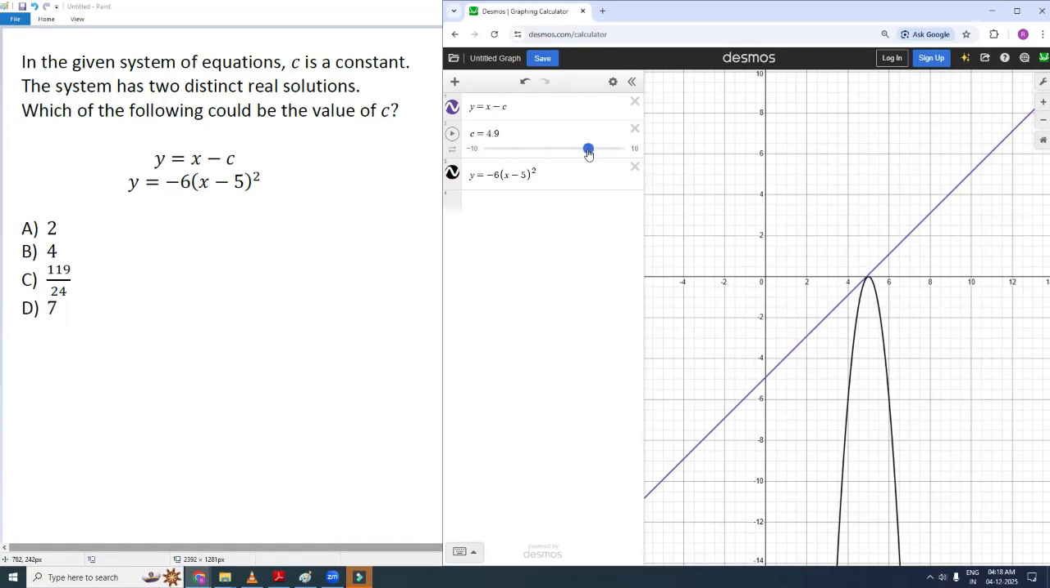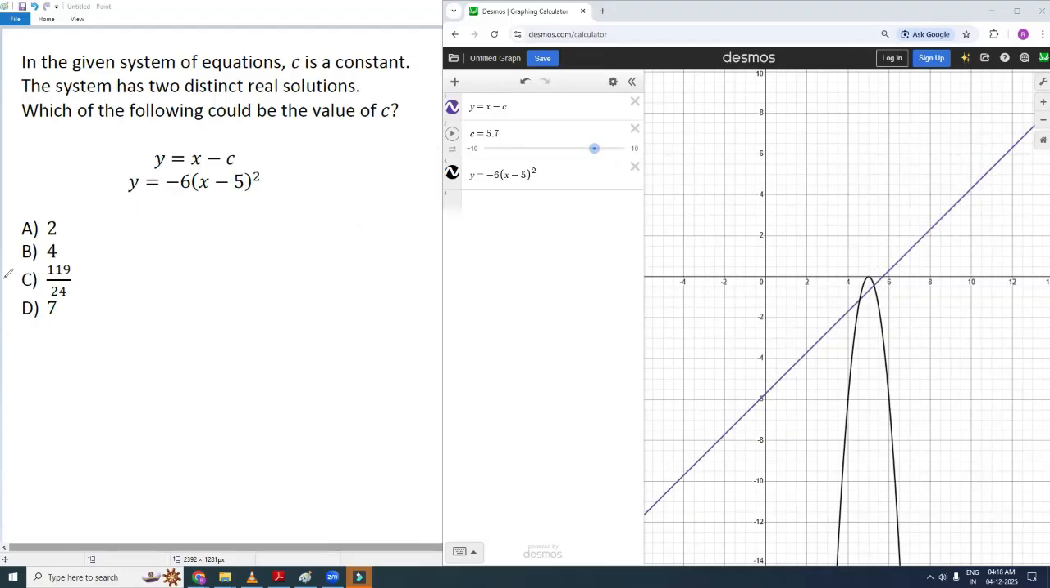Now let me increase the value of C. Here, when I take C greater than 5, the two graphs intersect at 2 points. That is, we have two distinct real solutions for the given system. When I go over the given answer choices, in answer choice D we have 7. This is a value greater than 5. So answer choice D must be correct.